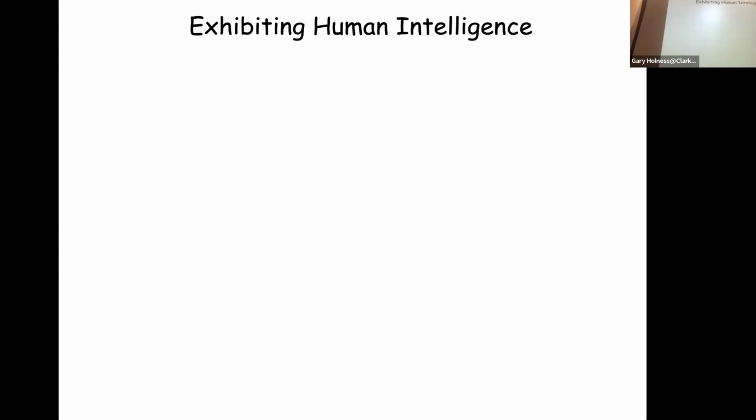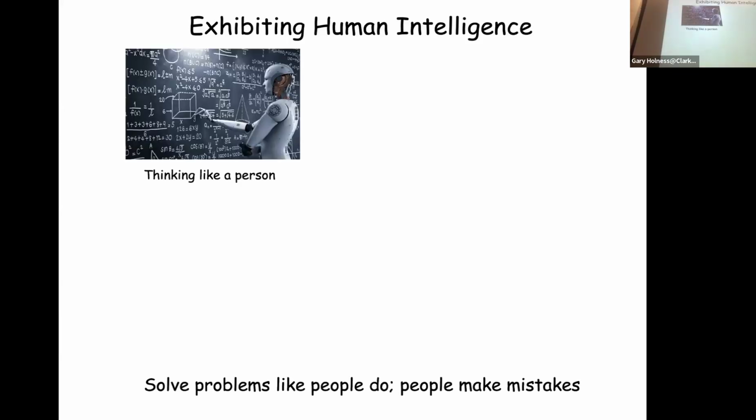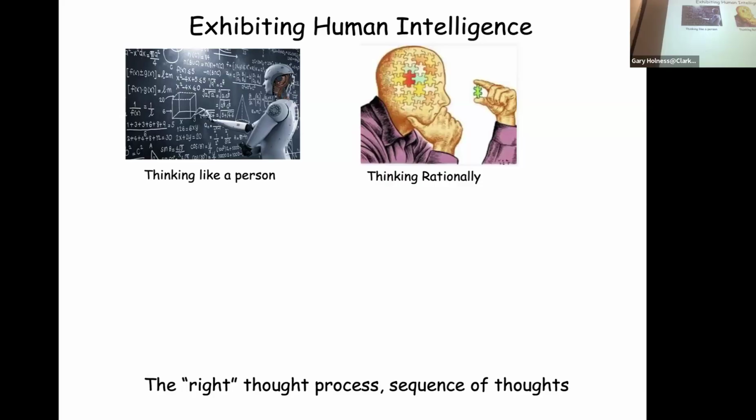And what does human intelligence really mean? You could think like a person, but do people always think correctly? No. It kind of looks human if you make a few mistakes here and there. If you go into a large language model and you ask it the same thing multiple times, the answer is a little bit different each time. That makes it kind of look human. You can also do what's called thinking rationally. It's not just thinking, but the right sequence of thoughts. Some think that is what human intelligence means.